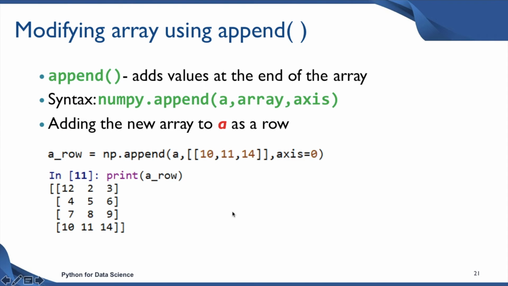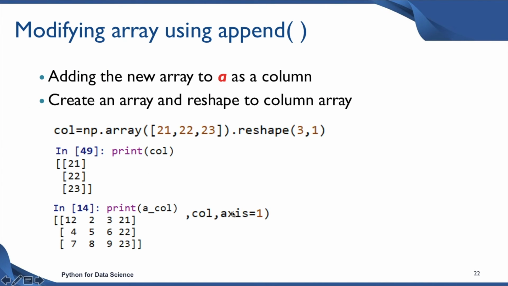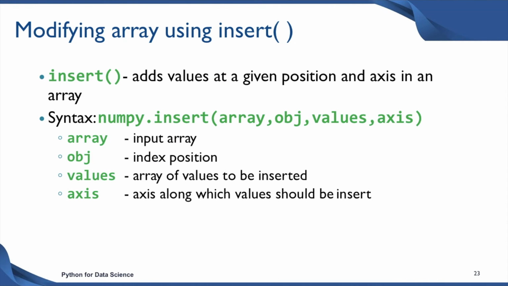Okay, right. So here, if we are trying to append it, we need to reshape it by using your 3 cross 1, right. So this is how we do it. Then we have the insert method, in which we insert an element at a given position and axis in an array, right. So that can be done by using your insert method, right.